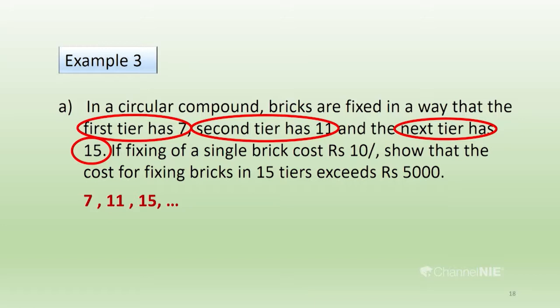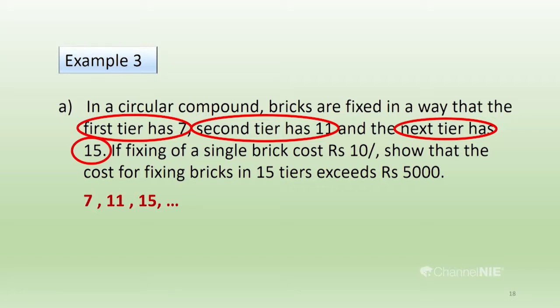7, 11, 15. There is a pattern, but still we don't know whether this is an arithmetic progression or not. How do we recognize that? If it has a common difference, we can say this is an arithmetic progression.